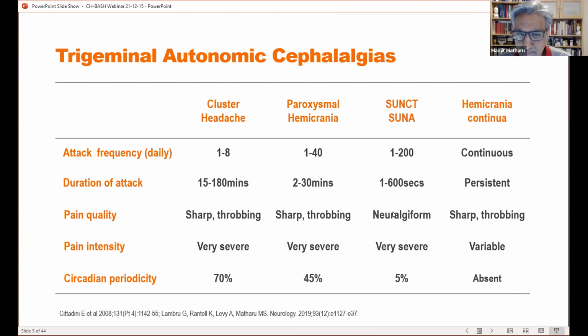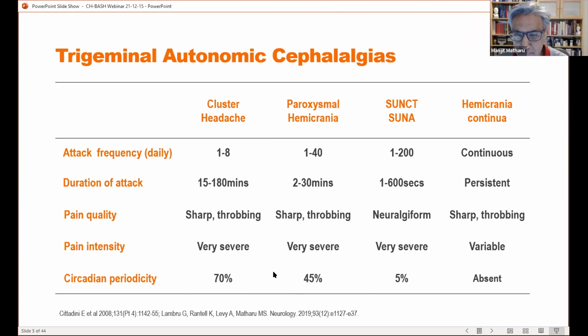so differentiating cluster headache from SUNCT is generally not a problem. The pain quality doesn't help us because they're all very similar, albeit that SUNCT tend to be in neuralgia form more so than anything else. They're all very severe or can be very severe. But the one thing that does stand out about them is that, at least with cluster headache, a significant proportion of these patients have either circadian periodicity, with the attacks occurring at about the same time, or a circannual periodicity, with the bouts occurring at about the same time.